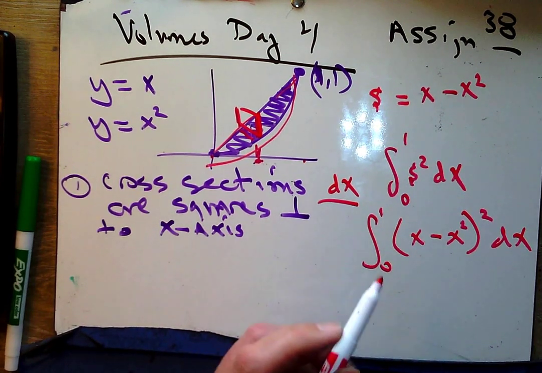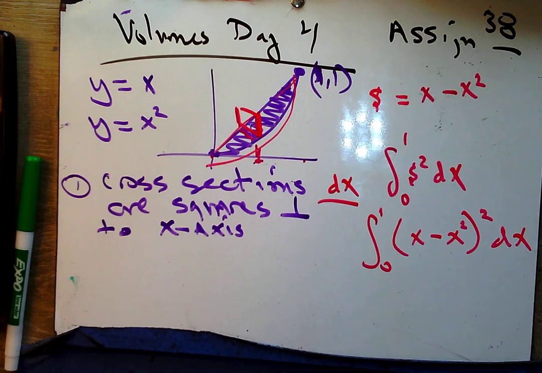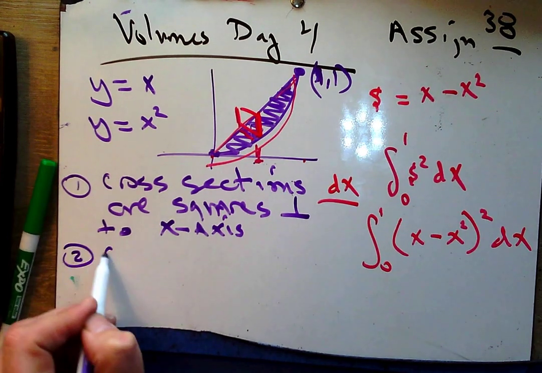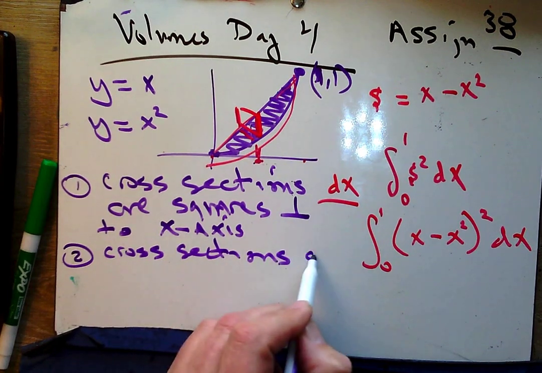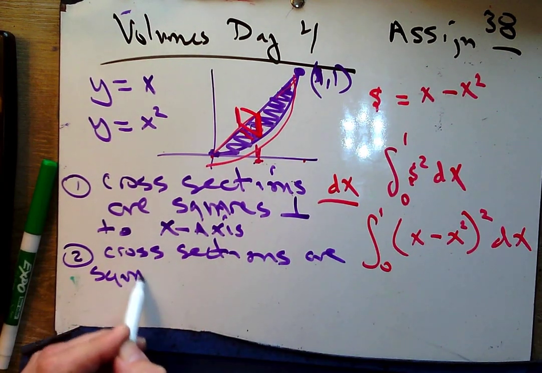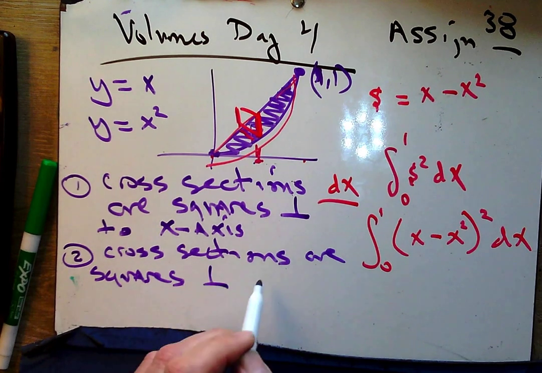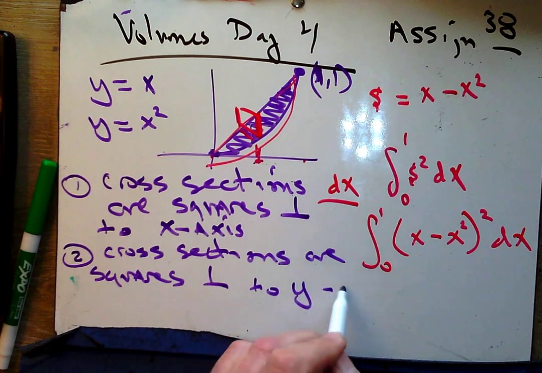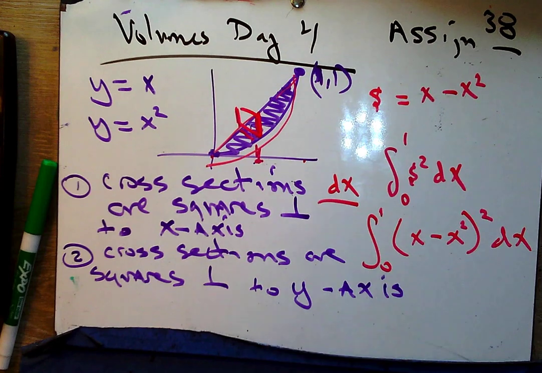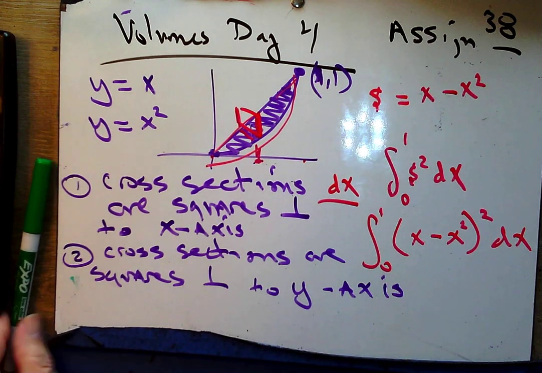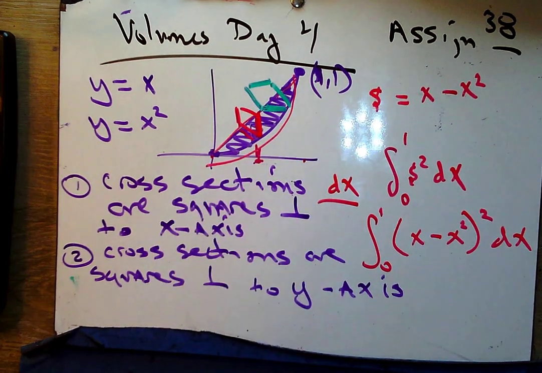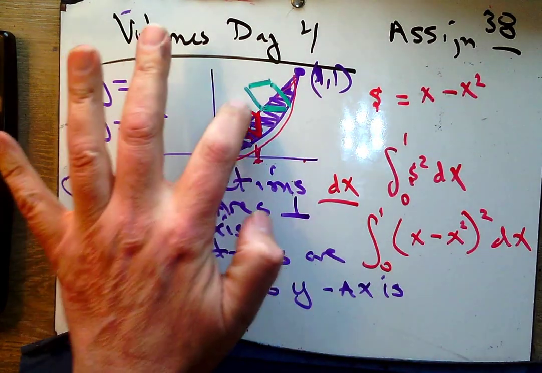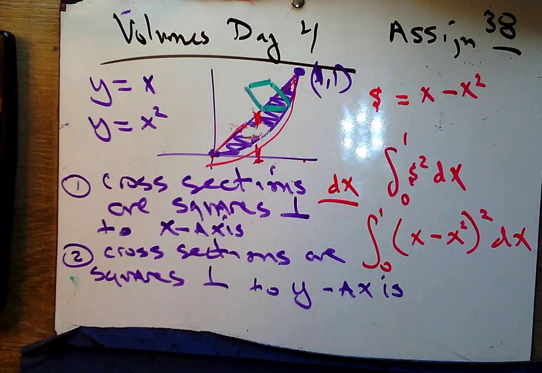Okay. Now, what if instead we said cross sections are squares perpendicular to the y-axis? How does that change things? Our squares go this way now. Yeah, that's way too hard. Okay, pause the video, give that a try.